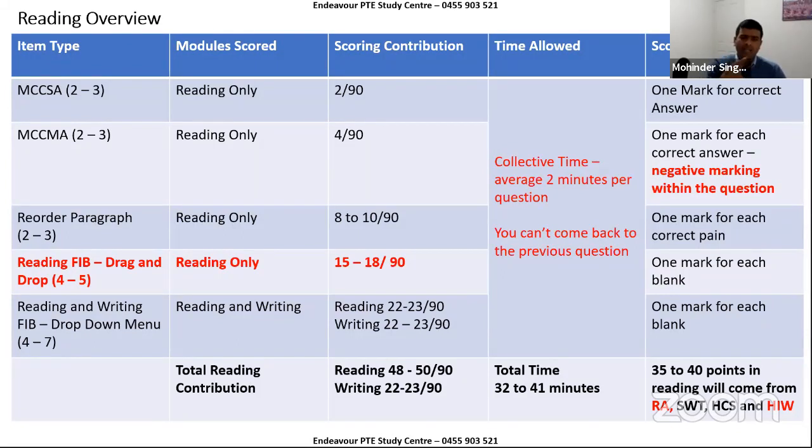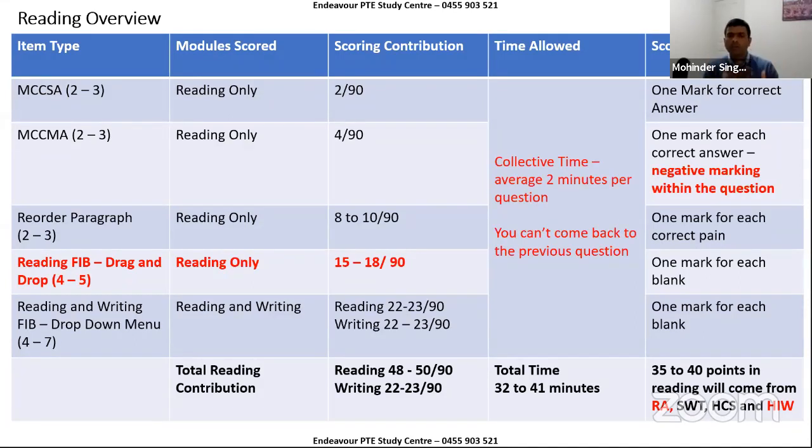The reading module can start from any question. It can start from multiple choice single answer, or from one kind of blanks, or even from reorder paragraphs. There's a next button, but there's no back button. Once you have attempted a question, you won't be able to revisit it. You just need to click next and you'll go to the next question, but you won't be able to correct anything. So make sure that you attempt the question. On average, you get to spend approximately 2 minutes per screen.